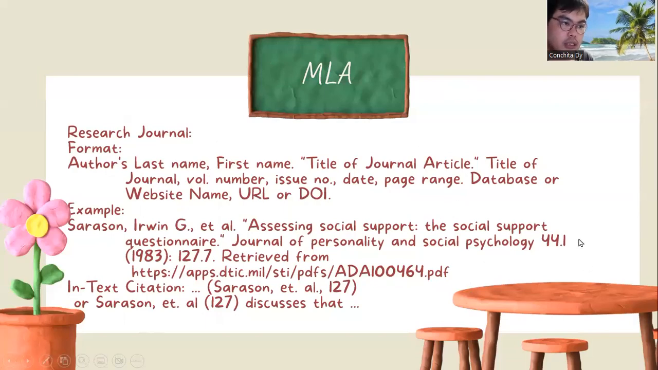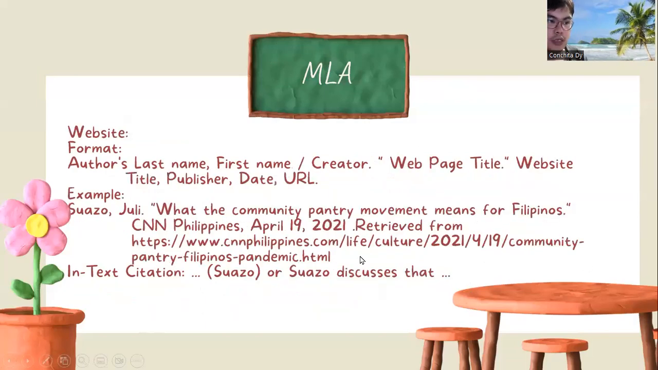4 or more than. So when we say the website, here's the last name, the first name, then here is the web page title or the news article title, then the website title. So here's the publisher, the CNN Philippines, then the date is April 19, 2021, then the URL is here. So since this doesn't have a page number, Suazo.